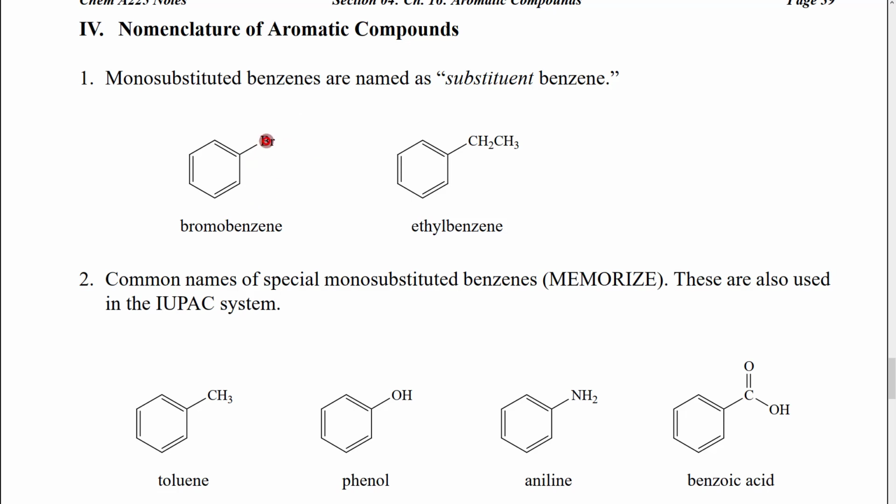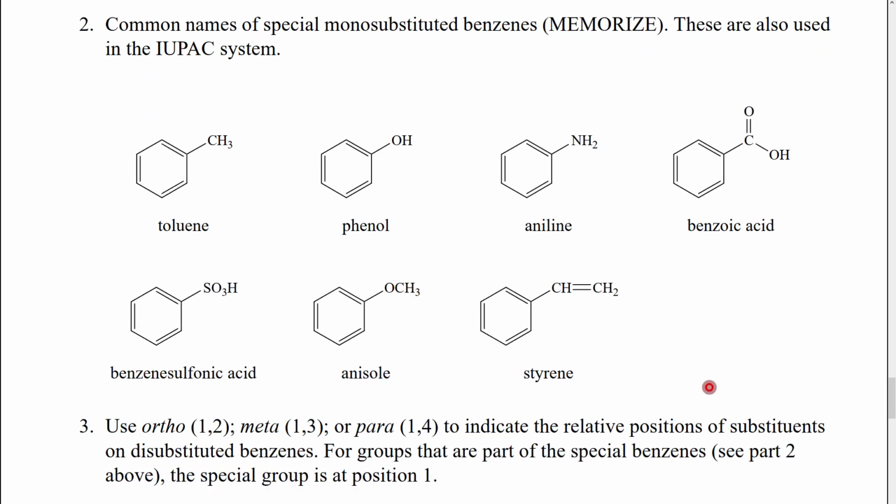So for example, here we have a bromine attached to the benzene. We call it bromobenzene. Here we have an ethyl group attached to the benzene. We call it ethylbenzene. What makes this complicated is that there were many different molecules that were discovered chemically before this whole systematic nomenclature was worked out. And so these were given special names, and it then turned out that these were benzene molecules that had certain distinct specific substituents on them.